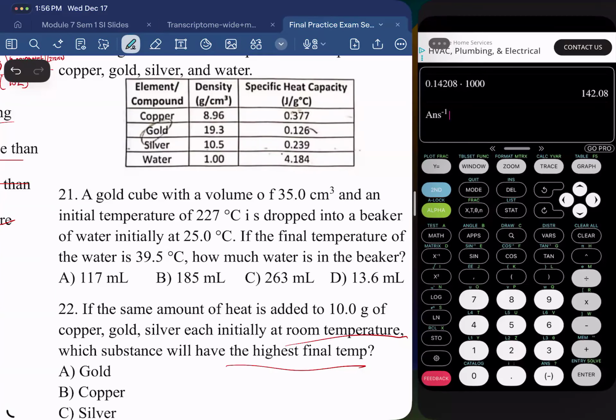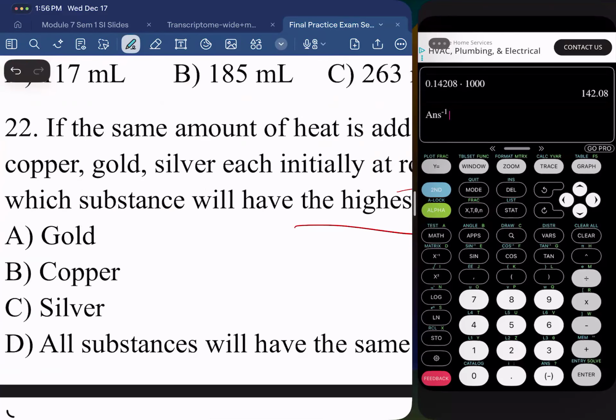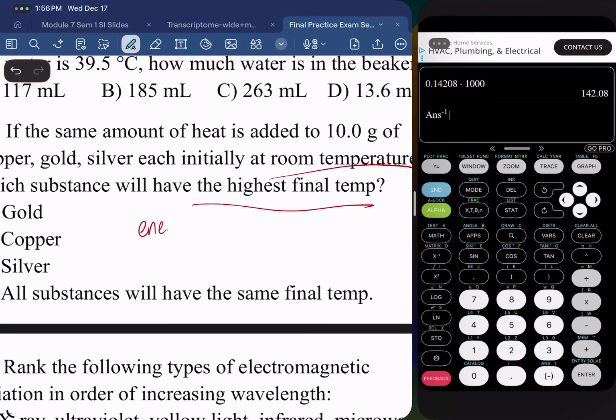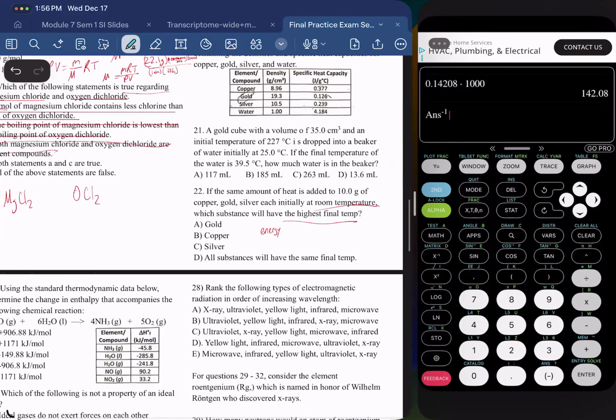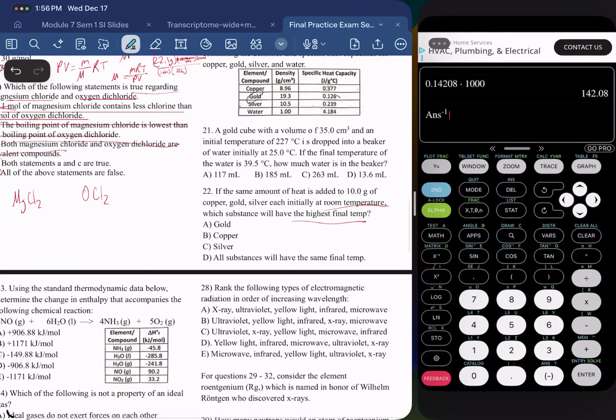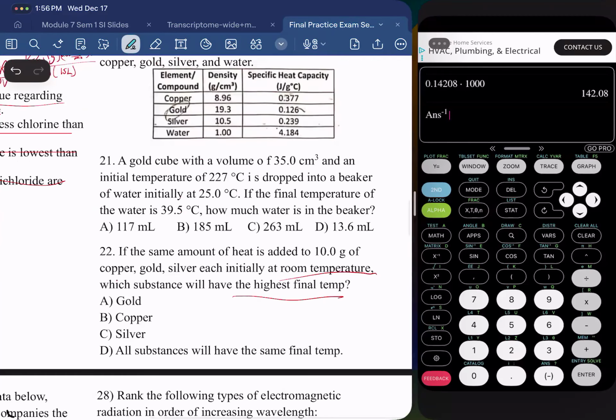Specific heat represents the amount of energy needed to raise 1 gram of that substance up 1 degree Celsius. That's the definition of specific heat. I'll repeat that. Specific heat capacity represents the amount of energy required to raise 1 gram of that substance up 1 degree Celsius. So what that means is that specific heats that are lower will actually heat up faster, because that requires less energy to raise the temperature.